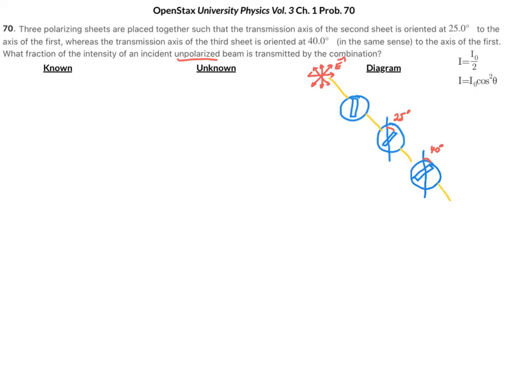So what we know are the angles that I already drew there. So we know that theta 1 is 25 degrees. And then I have a theta 2 that's 40 degrees. And what we're looking for is the fraction of the intensity of the incident beam transmitted. So I want the final intensity divided by the original intensity. So I am assuming that this unpolarized beam has an intensity I0.